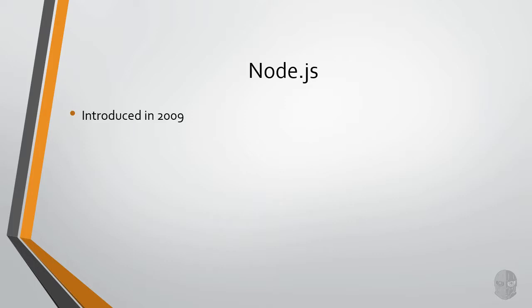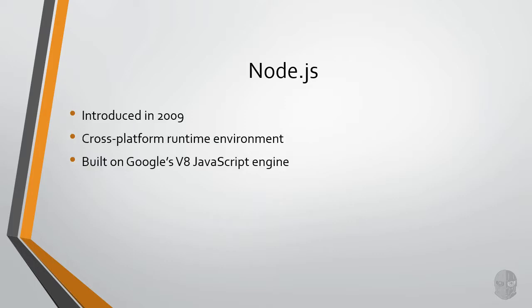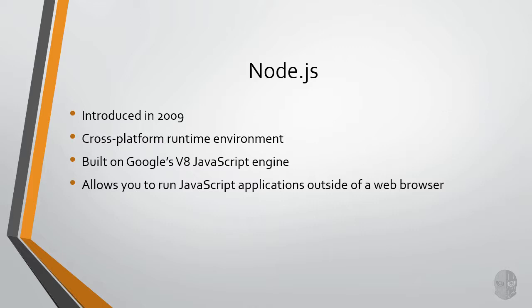Now, Node was introduced back in 2009 as a cross-platform runtime environment built on top of Google's V8 JavaScript engine. If you're not familiar with the V8 engine, it's what Google uses in its Chrome web browser to compile JavaScript code into native machine code. Now, what all this essentially means for you is that you can install Node on Windows, Linux, OS X, etc., and use it to run JavaScript applications on any of these platforms outside of a web browser.